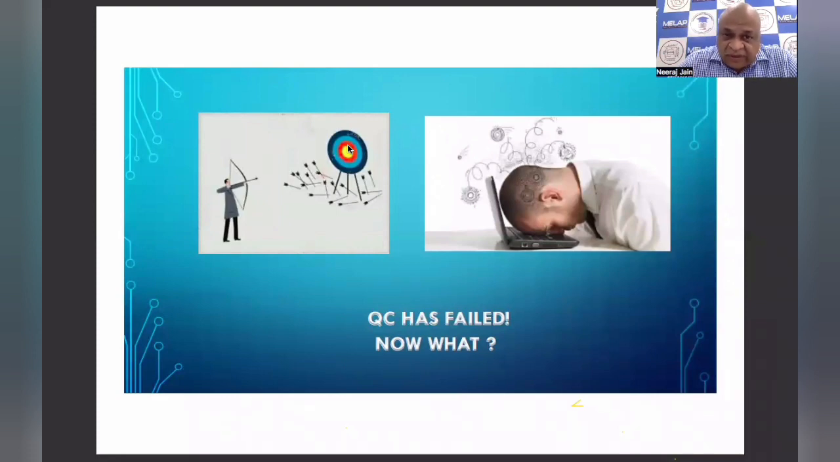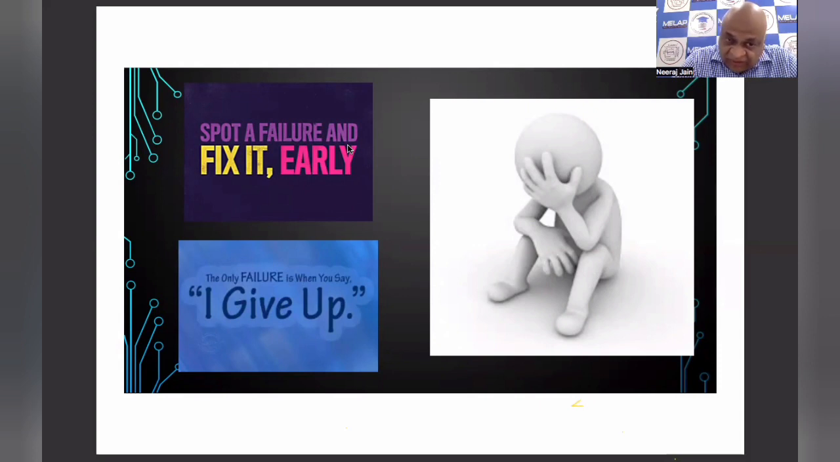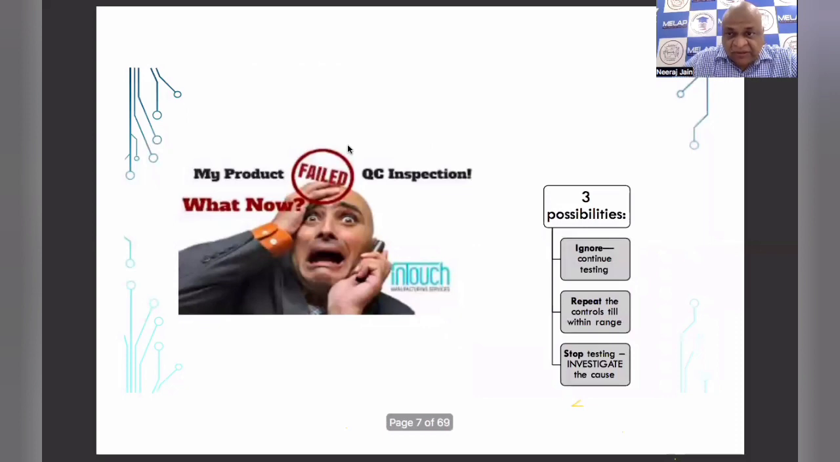Problem is when we are running quality control. If suppose quality control is failed, now what to do? One thing is find out there is a failure, take appropriate measure, fix it as early as possible. Or you are saying, I don't know what to do. Only thing I can do, I can repeat the control till I get the right answer. That is not the solution.